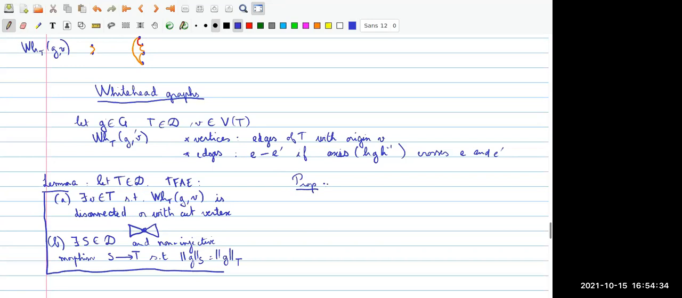So if there exists a T in D such that A fails, then G is not in a cyclic factor. So this is a criterion which tells me when to stop. So now I can give you a sketch of the algorithm.